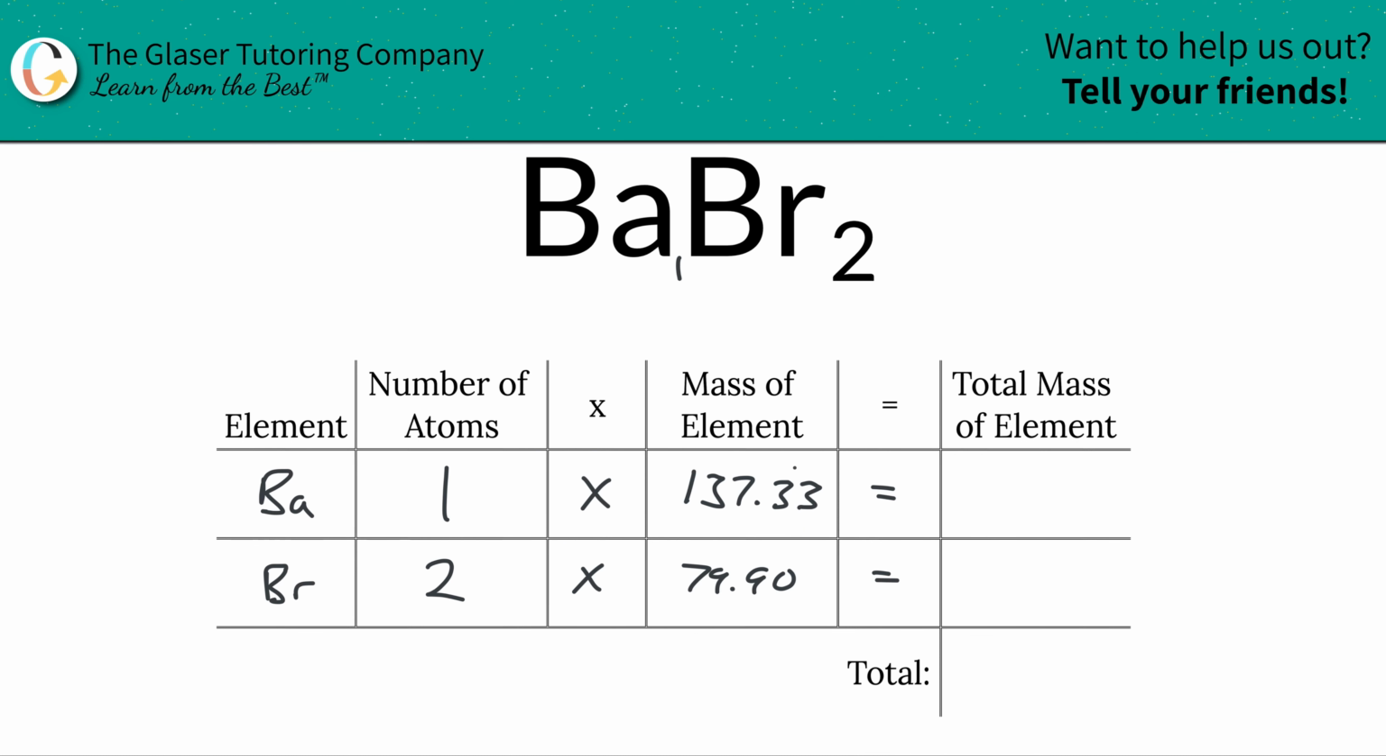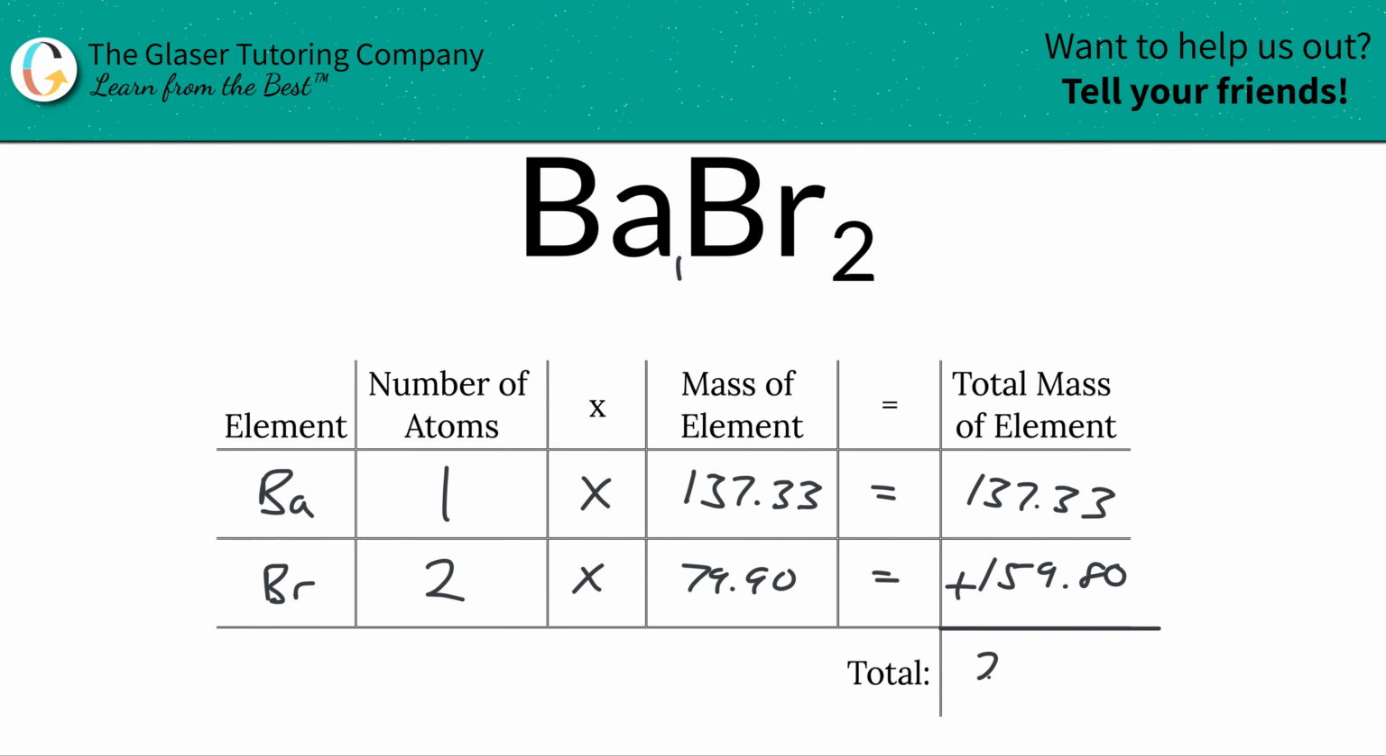So one atom of barium multiplied by the mass of barium gives us the total mass of barium in the compound, or in other words, 137.33 units of mass. Then, since I have 2 bromines, I'm going to multiply by the mass of each bromine to find the total amount of bromine, which works out to be about 159.8. And then to find the total mass of the compound, just add these 2 together.